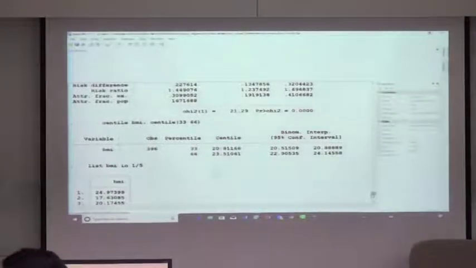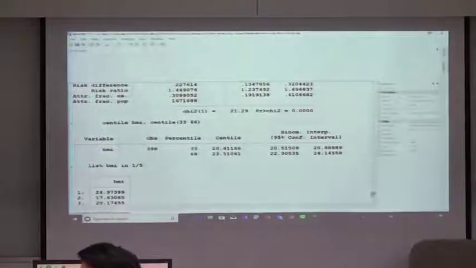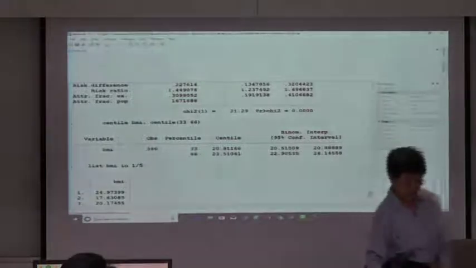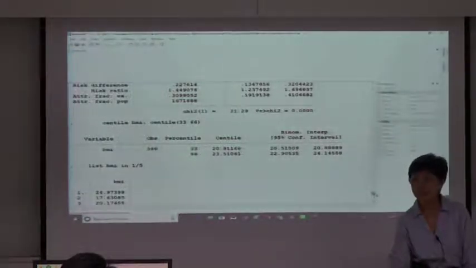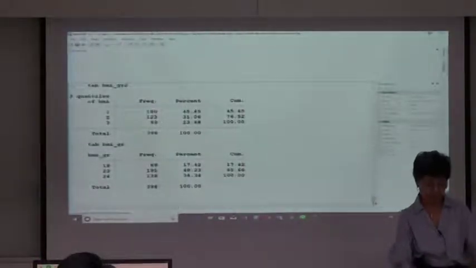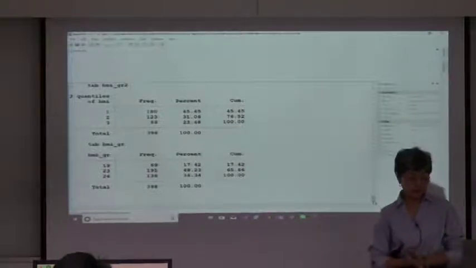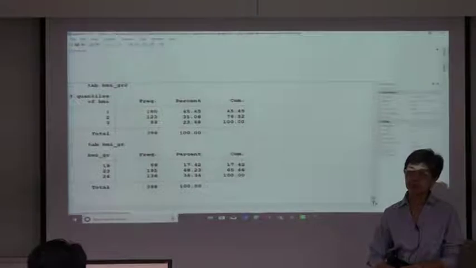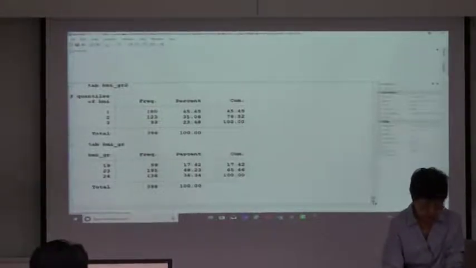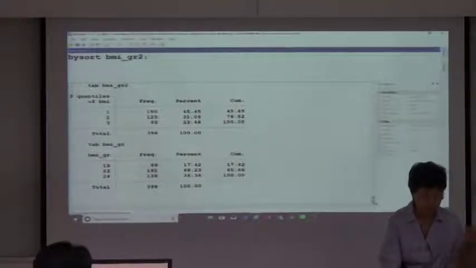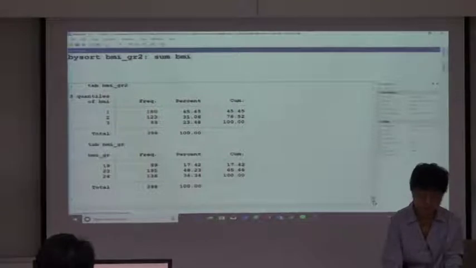Yes. So which one is better to be used? Which one should be used? It doesn't matter which one should be used. Now, if you want to use the definite cutoff, then you have to use the BMI GR2. Okay, let's take a look. Now, by sort, BMI GR2, and then sum BMI.